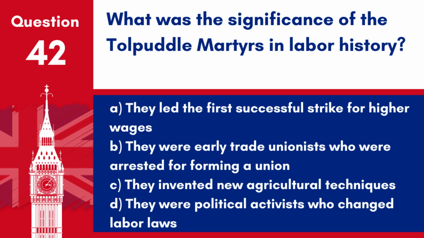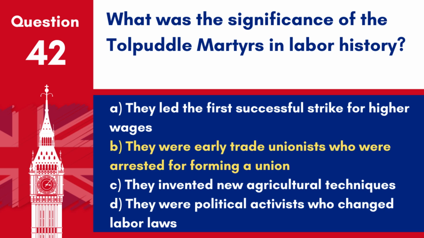Question 42. What was the significance of the Tolpuddle Martyrs in labour history? A. They led the first successful strike for higher wages. B. They were early trade unionists who were arrested for forming a union. C. They invented new agricultural techniques. D. They were political activists who changed labour laws.